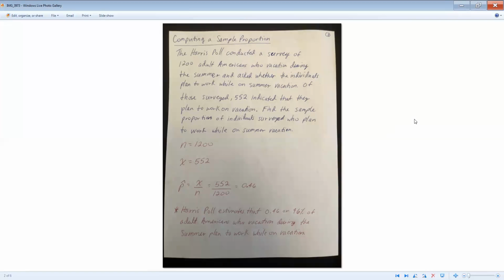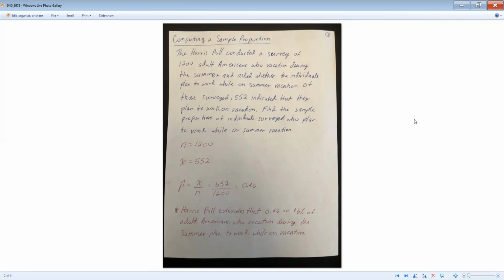The Harris Poll conducted a survey of 1,200 adult Americans who vacationed during the summer and asked whether the individuals planned to work while on summer vacation. Of those surveyed, 552 indicated that they planned to work on vacation. Find the sample proportion of individuals surveyed who plan to work while on summer vacation.